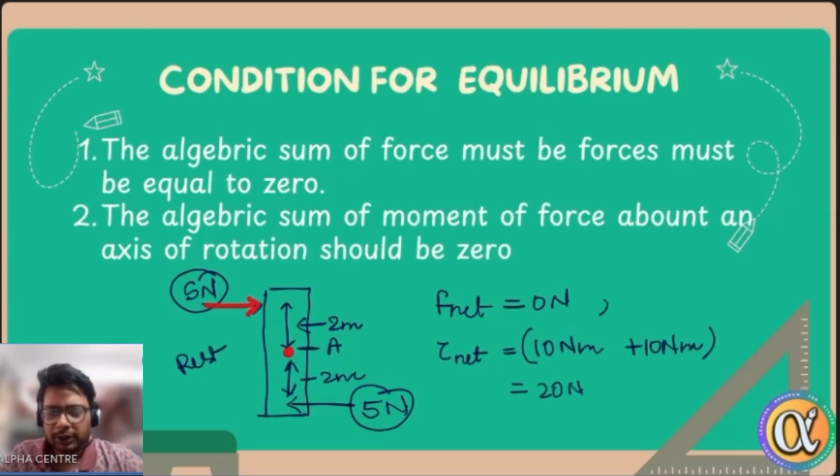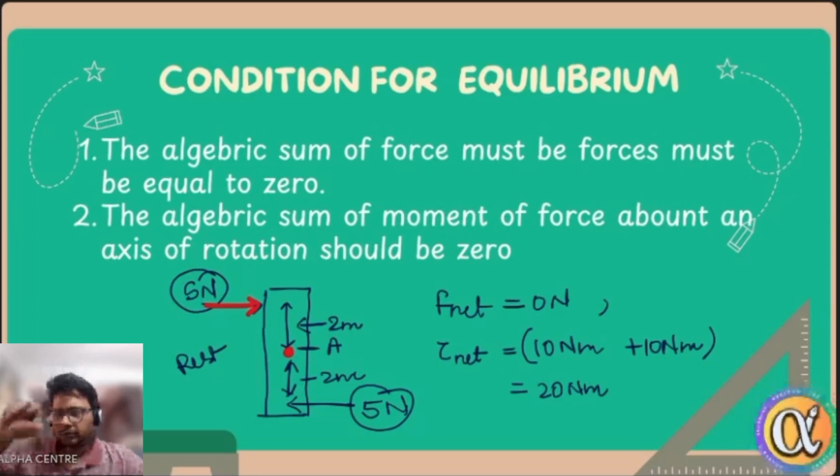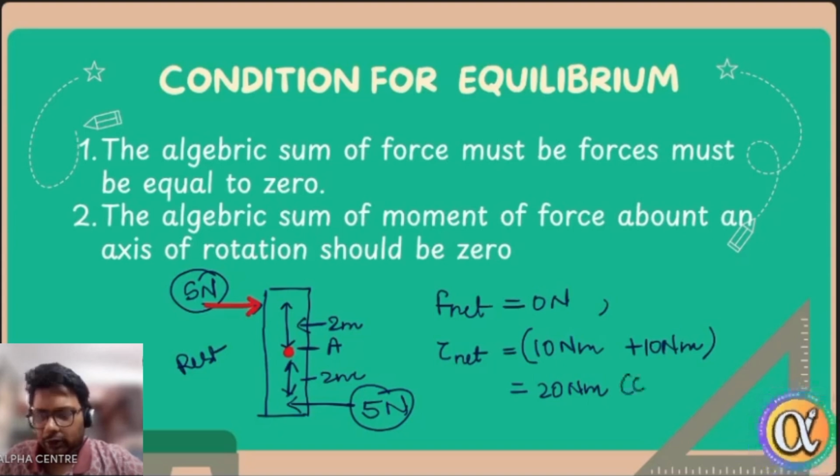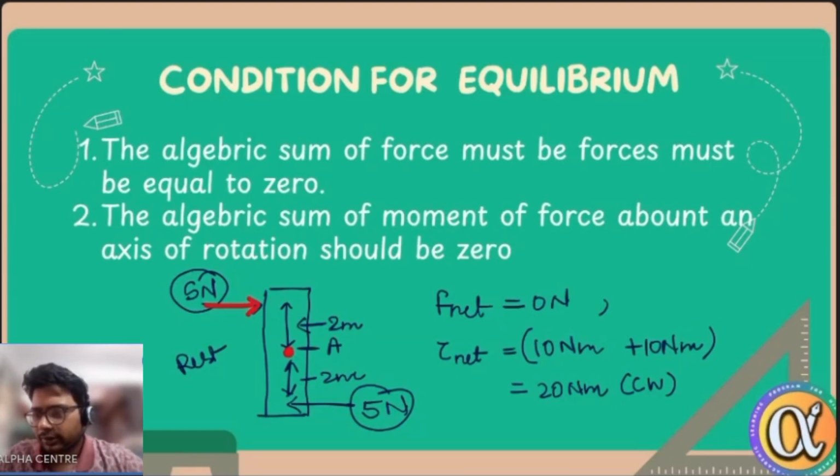Are they in the same direction or opposite direction? Opposite. So they're a couple. So their turning effect is the same, right? Are both clockwise or anti-clockwise? Clockwise. So the total turning effect is 20 Newton meter clockwise. Correct? So in this case, you saw that there is no net force.